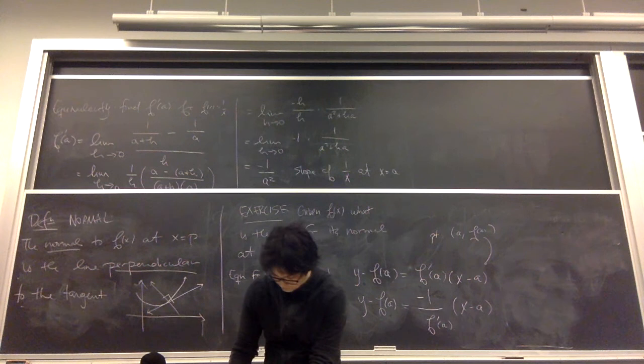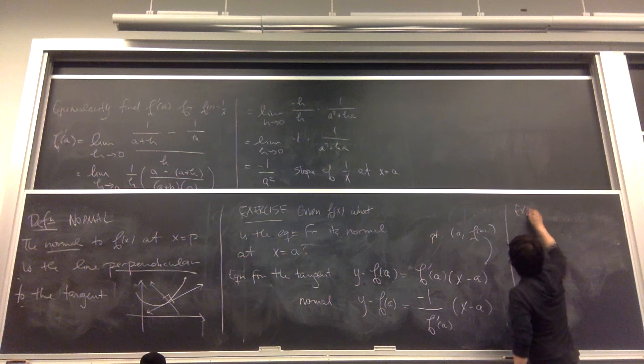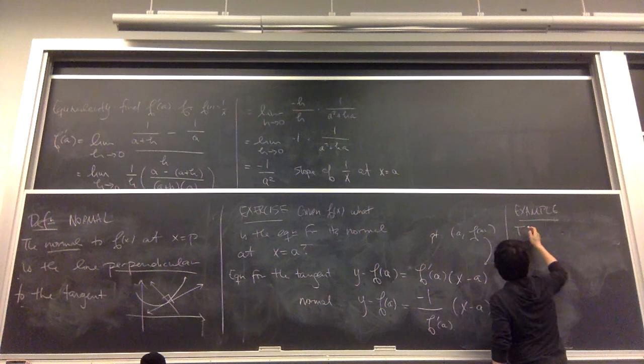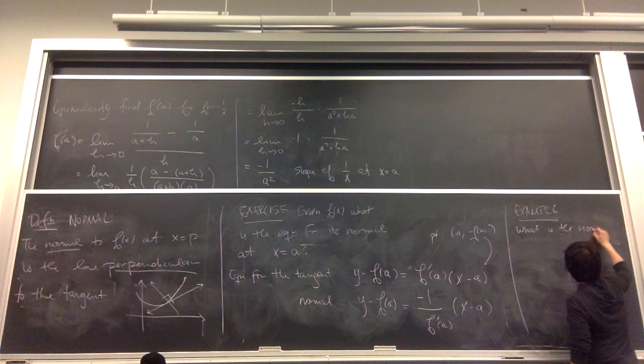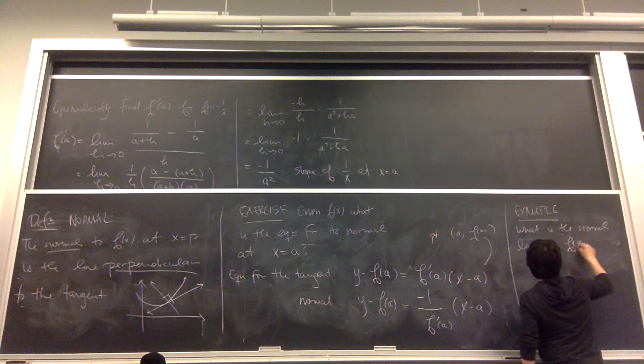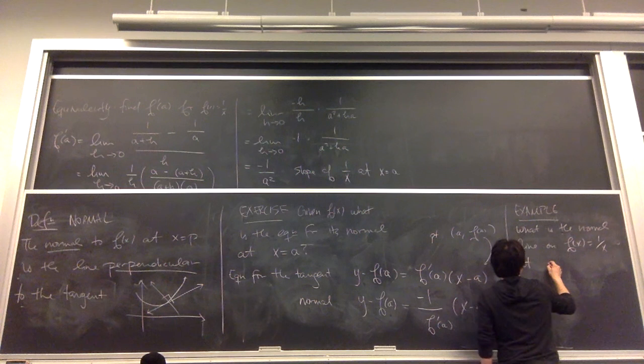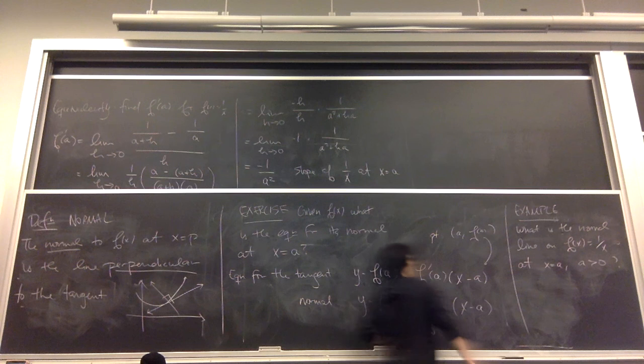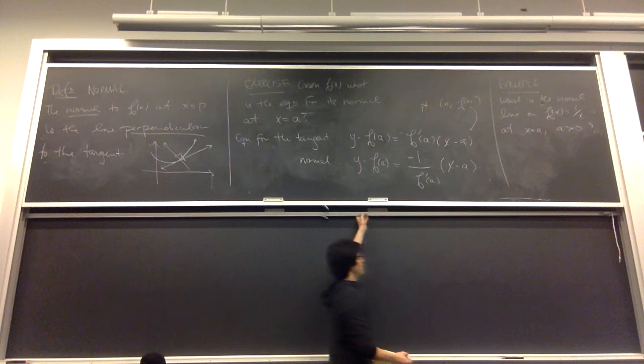Okay, so why don't you tell me what the normal is? What is the normal line on f of x equals 1 over x at x equals a for a greater than 0? Try to write down the equation for the line of the normal. And recall that we've already calculated what the tangent slope is. I'm going to come back to that after erasing the board.